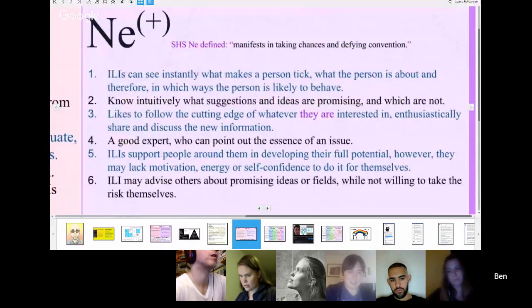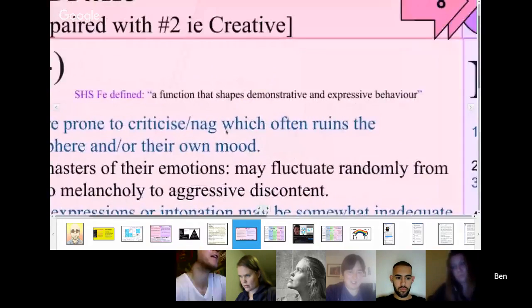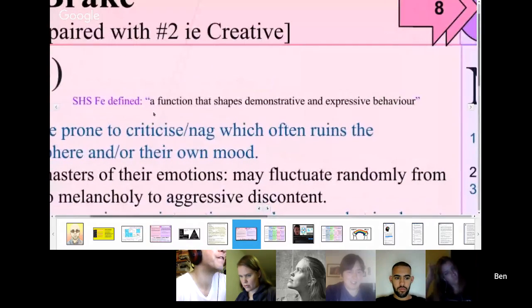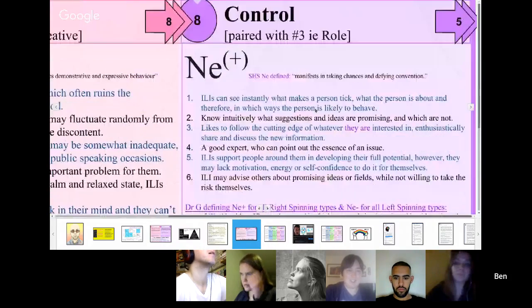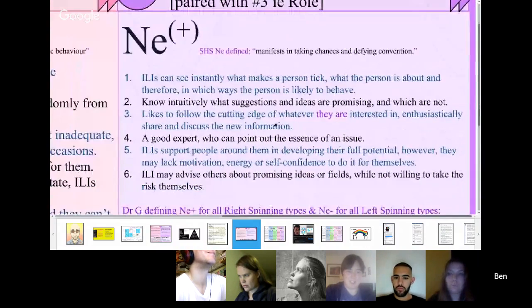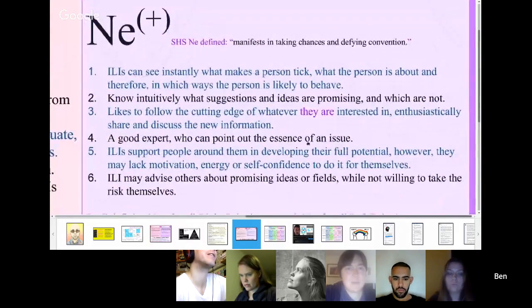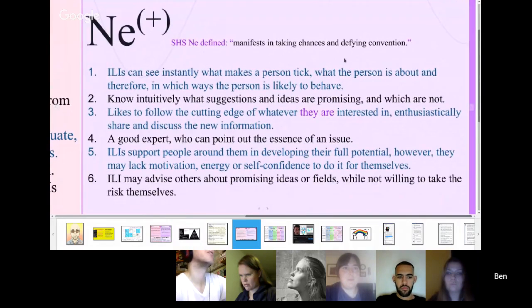So, oh, I forgot a little thing. So the little thing for the SHSFE short definition: a function that shapes demonstrative and expressive behavior. NE manifests in taking chances and defying convention. Now that's in Western typology, that's got a little bit of SE in it, taking chances and defying convention. But we won't get into that.